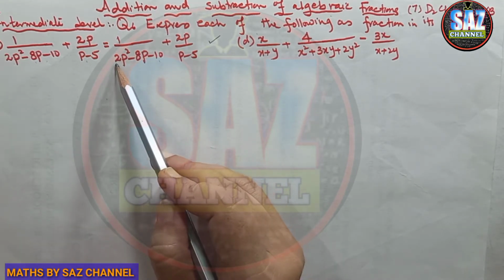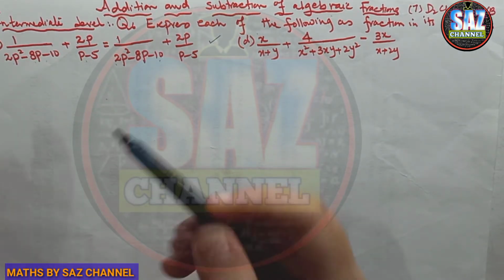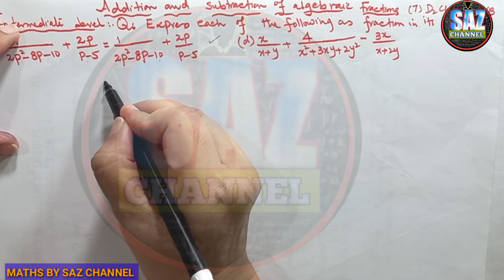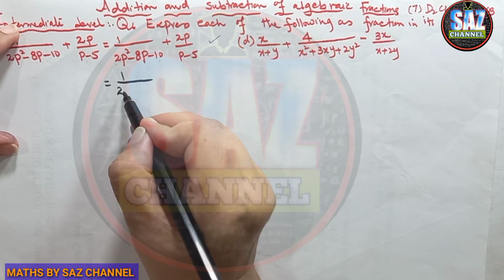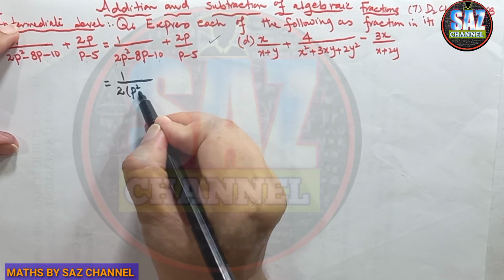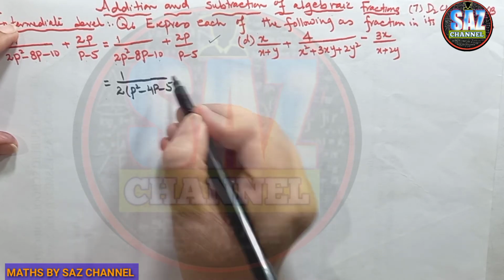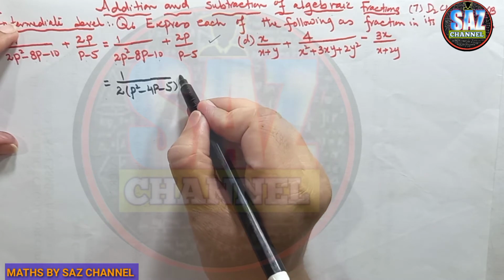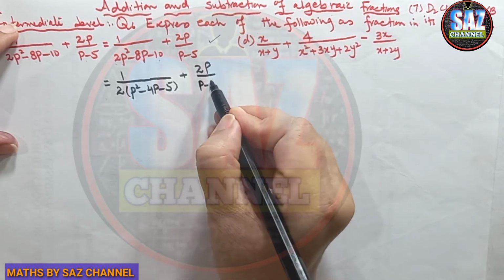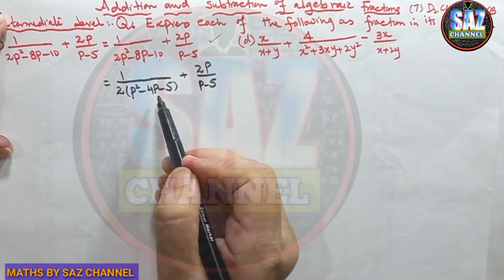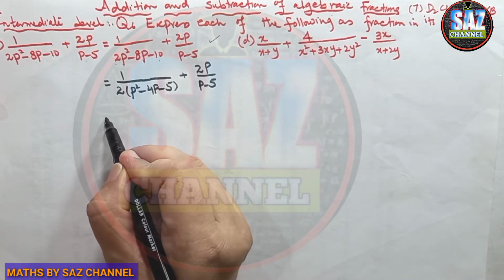Another thing, if we look at the coefficients 2, 8 and 10, we can see that we can extract 2 as a common factor. So I have to pull out 2, and I will write 1 over 2 into p square minus 4p minus 5, 2 fives are 10, and close the bracket, plus 2p upon p minus 5. Now, in order to simplify p square minus 4p minus 5, I have to apply middle term breakage or hit and trial method.